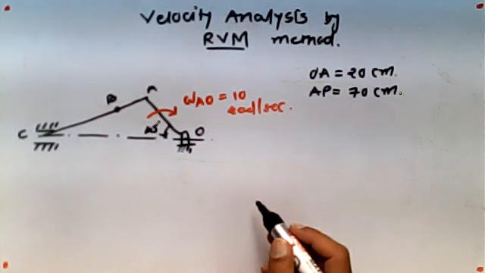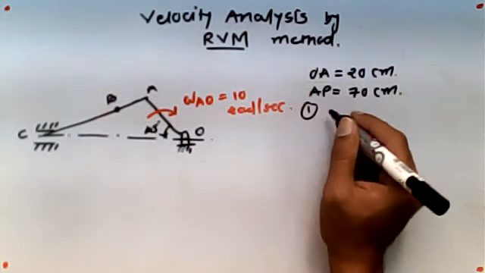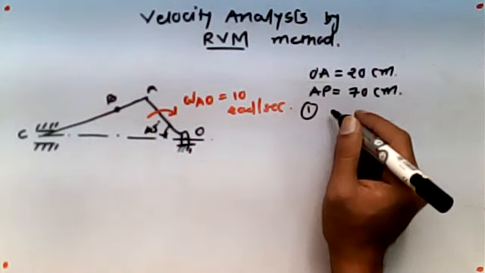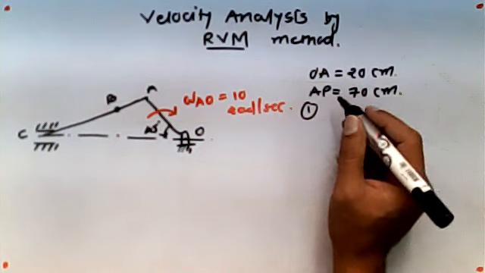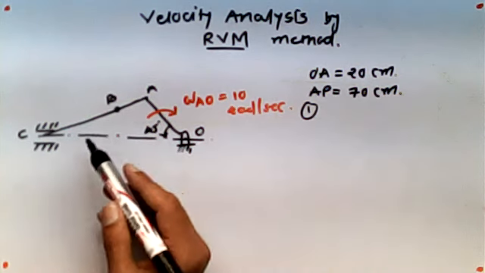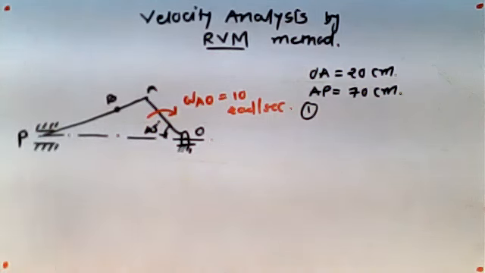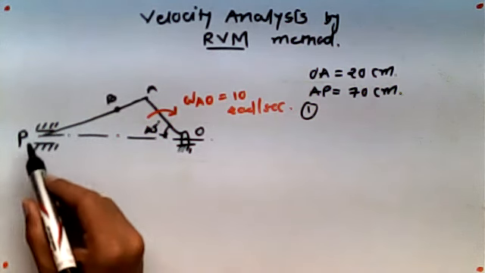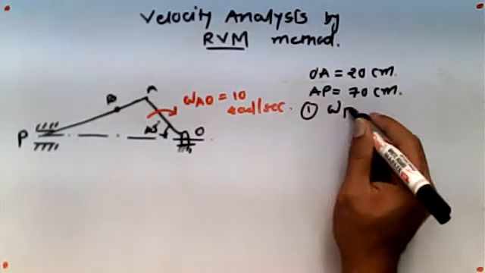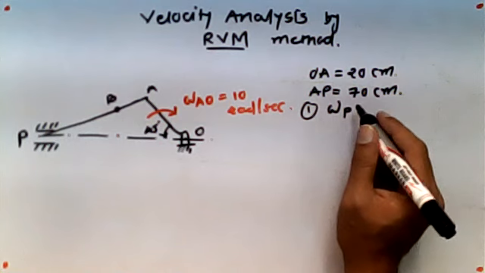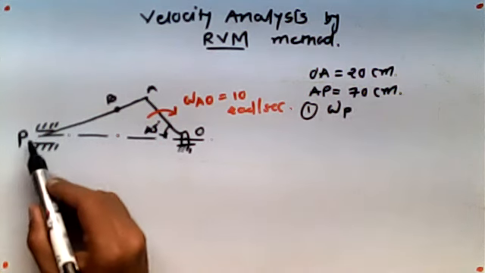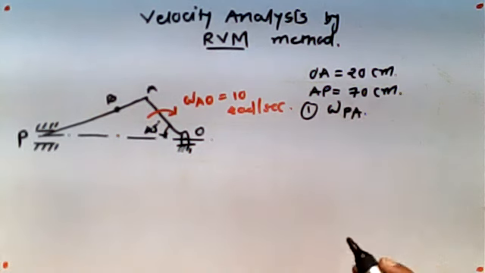Then next is the question. The question is to determine the angular velocity of link PA. This is the link. Let me take this point as P. So the angular velocity of link PA, that is the unknown.